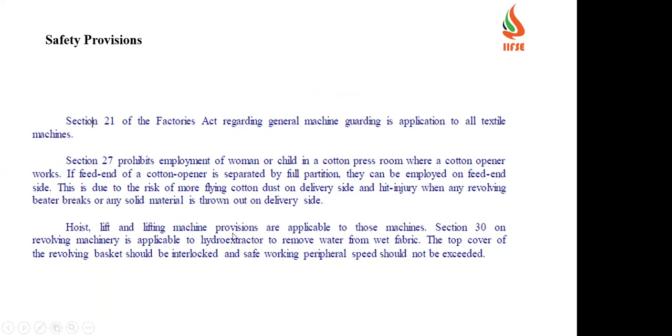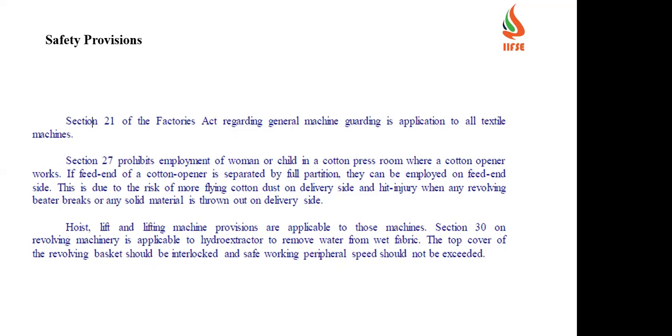Hoist, lift and also lifting machines provisions are applicable to those machines, and section 30 on revolving machinery is applicable to the hydro extractor to remove water from wet fabrics. And also the top cover of the revolving basket should be interlocked, and safe working peripheral speed should not be exceeded. So hoist lifting machines, this also we have sections, if I'm not wrong, section number 28 or 29. So whatever the lifting machines, tools and tackles which are there, those have to be calibrated once in 12 months.